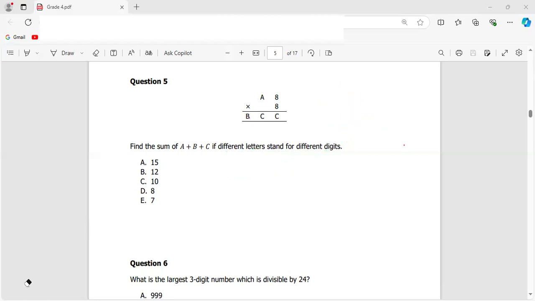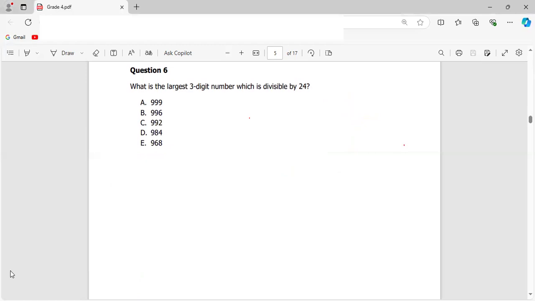Let's move on to question 6. What is the largest 3-digit number which is divisible by 24? Basically, the largest 3-digit number is 999. We divide it by 24. So what do we get here? We say 24 into 4, 16, 1 carry. So you get a 96.